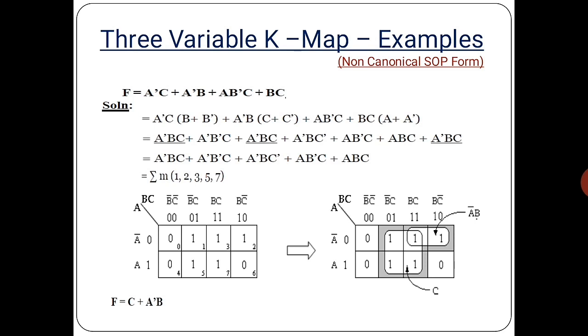So the first min term will be multiplied with b plus b bar, and then the second min term will be multiplied with c plus c bar, and then we are going to expand it, and then we are going to reduce the redundant terms. After that, finally we can get the min term values. Sigma m will be equal to 1, 2, 3, 5, 7.